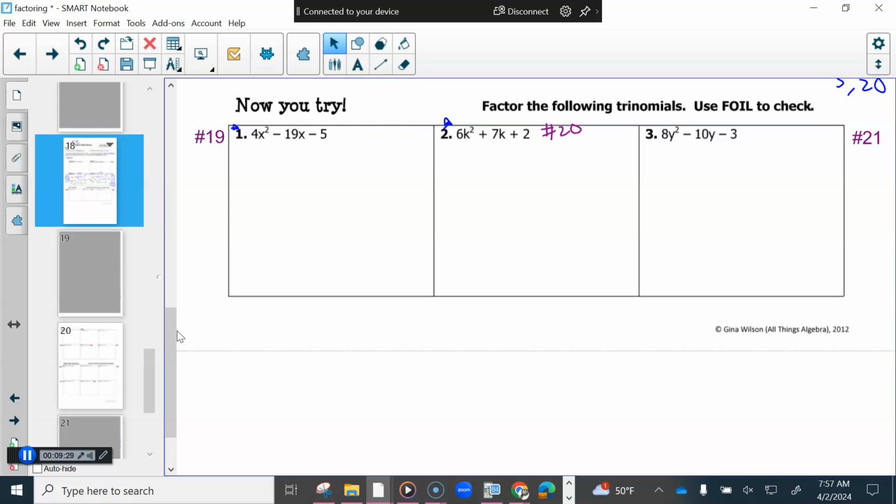Table 2, what were your answers? 3a plus... And 2a plus 1. Do you guys have any questions there? So I would be writing these answers down. That way you can go back and rework these problems at a later time. Table 3, what did you guys get? 4y minus 1 and 2y plus 3. Do you both get the same thing?